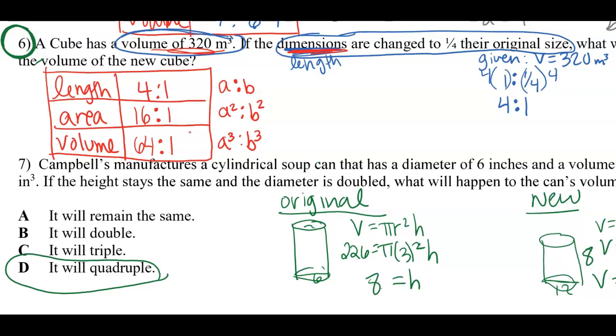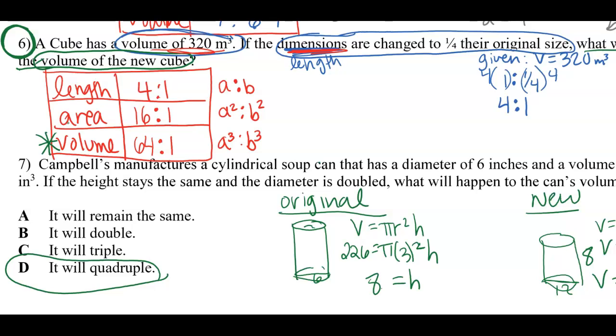Okay. All right, so now let's figure out what we have to answer, okay? So what is the question in this problem? What will be the volume of the new cube? So out of these ratios, which one's going to help me? 64-1, because that's the volume comparison.